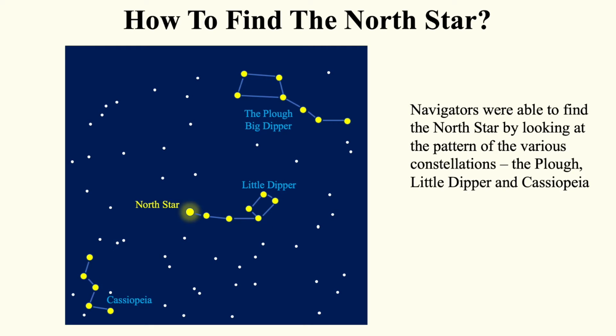But how do you find the North Star? Well, navigators were able to do this by looking at the constellations around it. Here you can see that the North Star is situated between the Plough and Cassiopeia at the end of the Little Dipper.